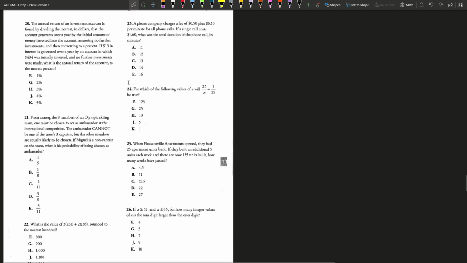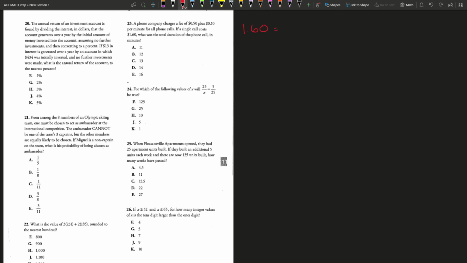Let's do 23 and 24, and then we'll move on a little bit. So 23, a phone company charges a fee of 50 cents plus 10 cents per minute for all phone calls. If a single call costs $1.60, what was the total duration of the phone call in minutes? So how do we set that up? So what's our total price? Yeah, it's $1.60.